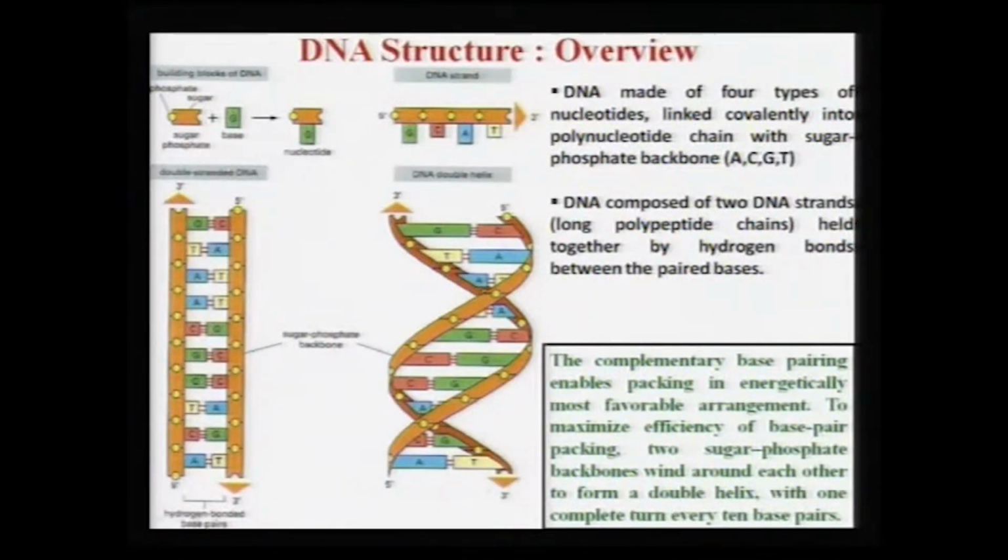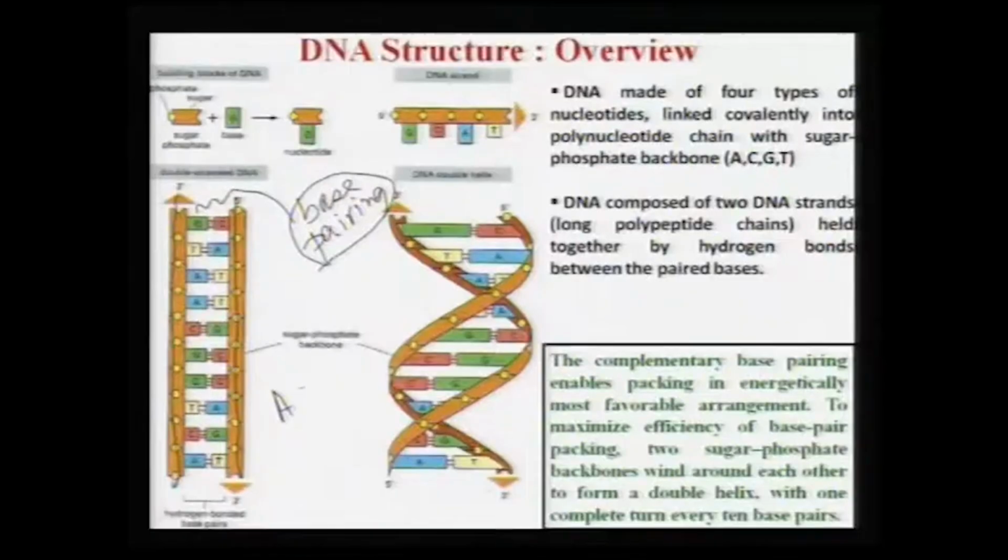These are known as ATGC. This is one backbone here, this is another backbone here, and in between is the base pairing. As you notice, there is very specific base pairing: A always pairs with T and G always pairs with C.